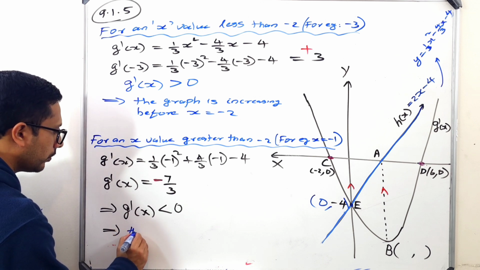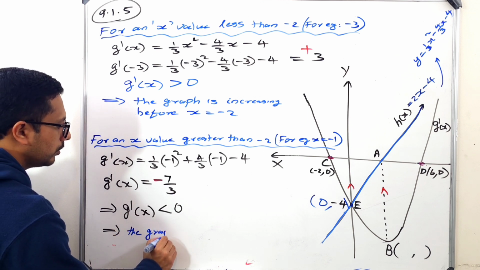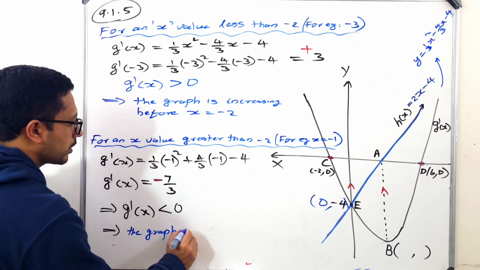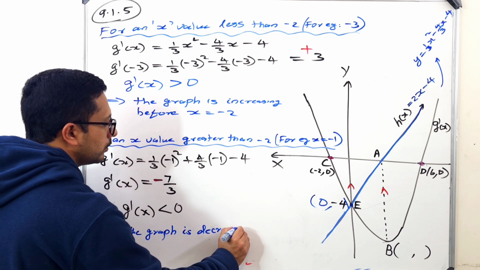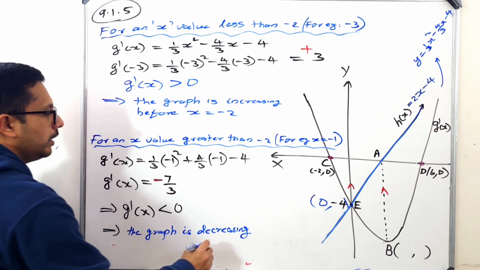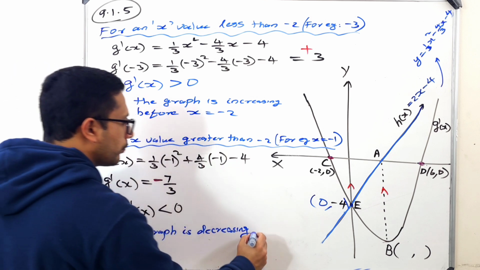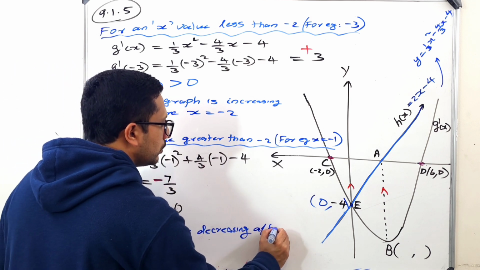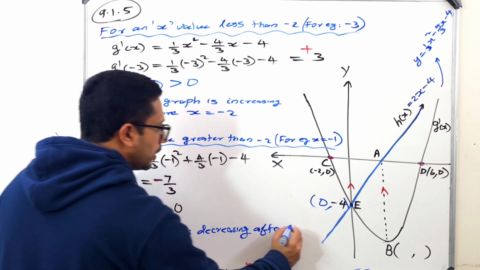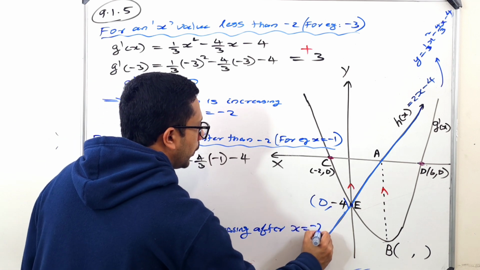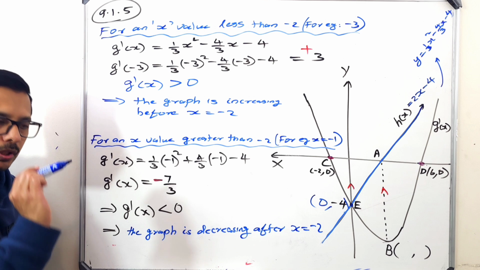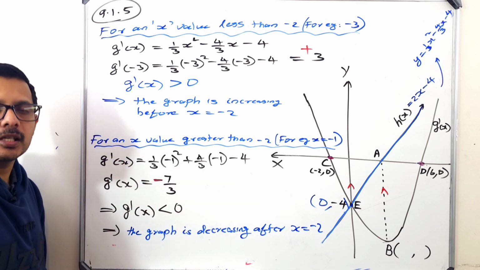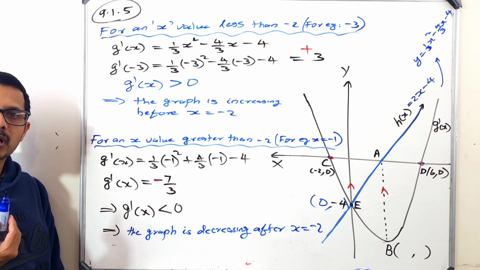It implies that the graph is decreasing after x is equal to minus 2. Am I right? After x is equal to minus 2, the graph is decreasing. Before x is equal to minus 2, what happened to the graph?